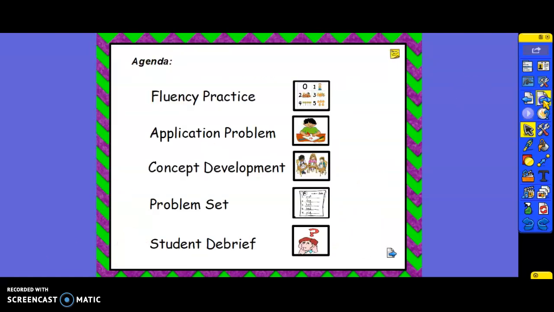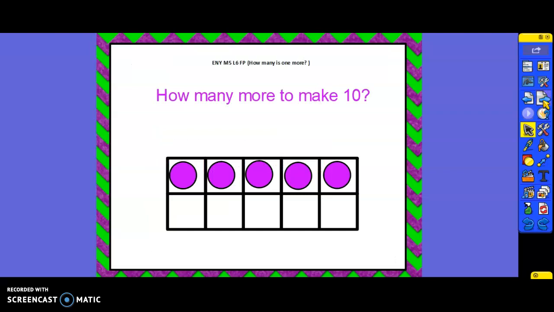Our first fluency game is going to be how many more to make 10. Miss Anki is going to show you a 10 frame with some dots. Your job is to count and think about how many more to make 10. You're going to put that number in your bubble, and when I say pop, you're going to say that number you need to make 10. Let's try the first one together.